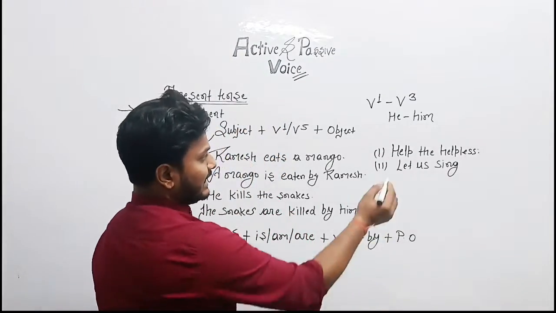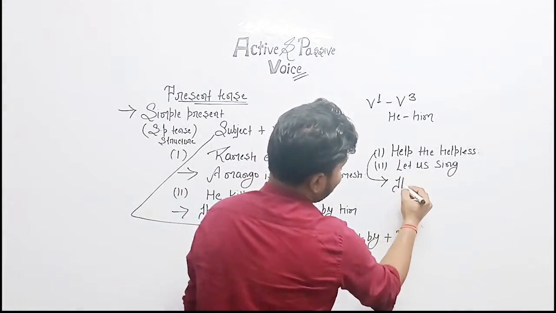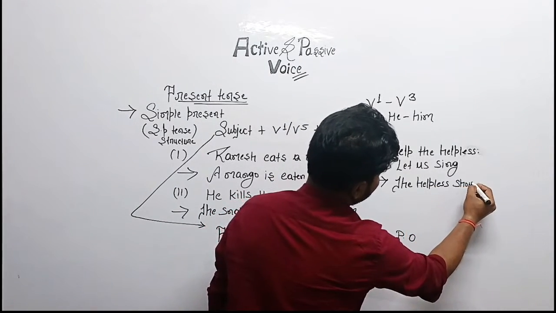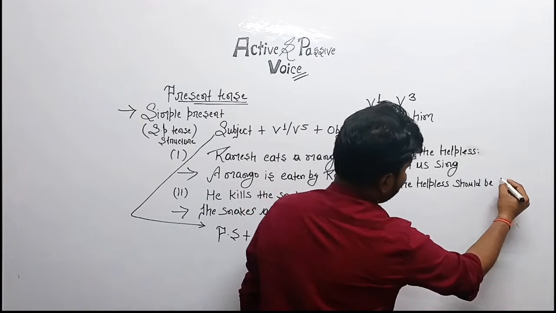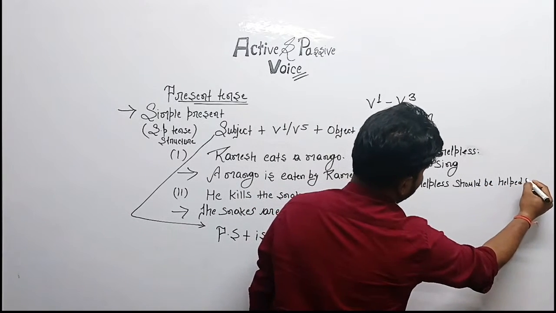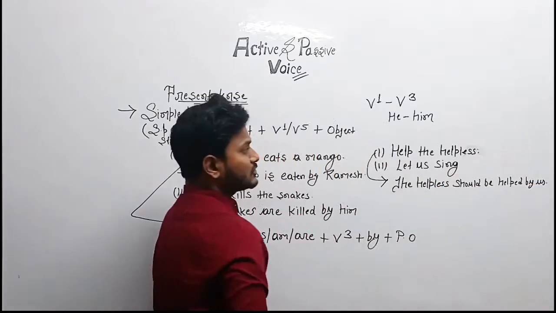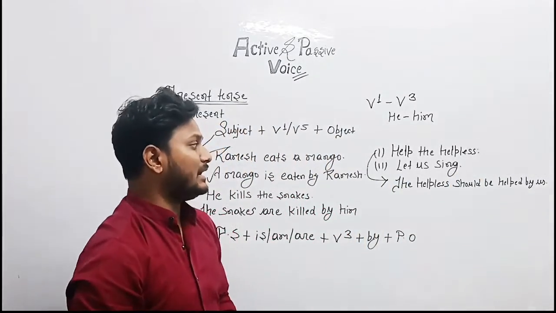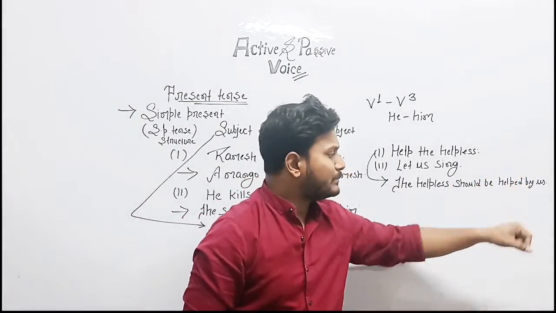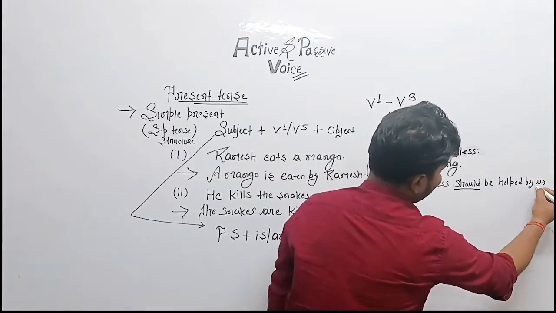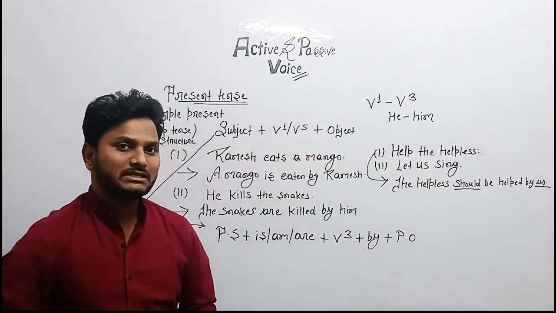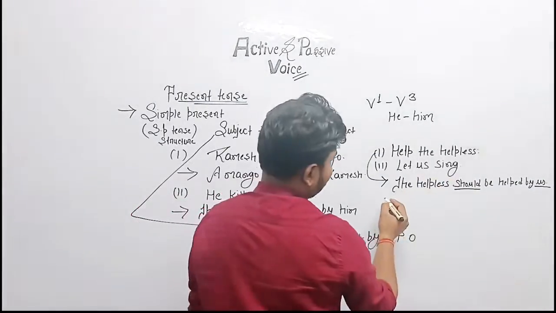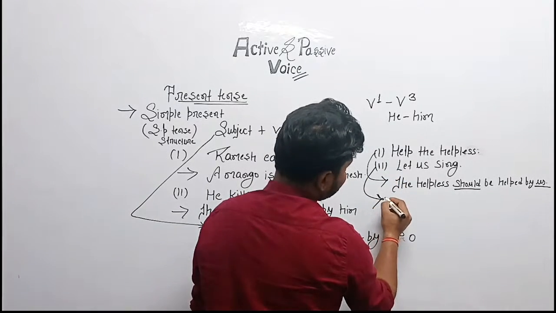At first, let me convert this. Help the helpless. The helpless should be helped by us. This is the passive structure of this sentence. Why have I used "should be helped" here? Why have I kept "should"? Why have I kept "us"? I will tell you these things later because before that we have lots of things to understand. Let me convert this sentence also.